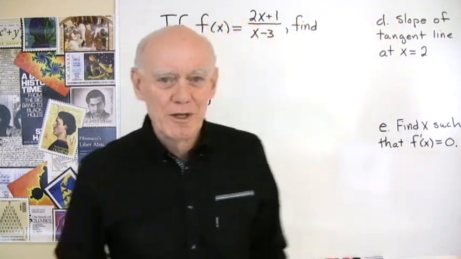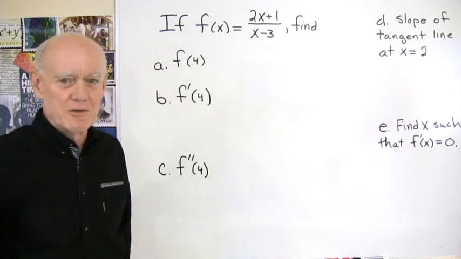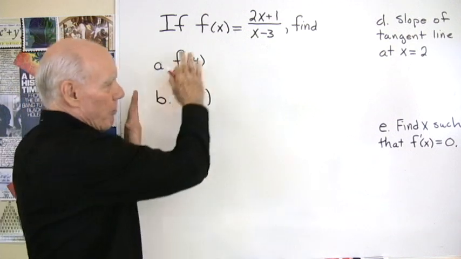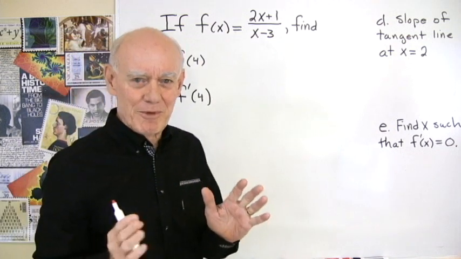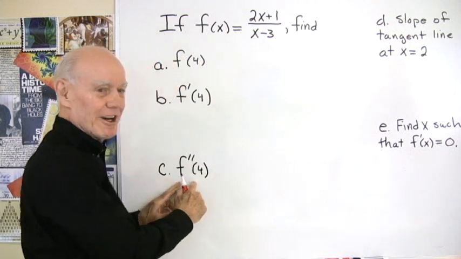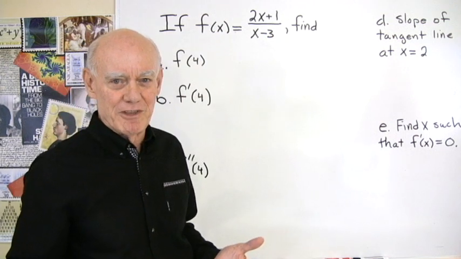Okay, we have this problem here we want to work. We have f of x is equal to this. First thing we want to do is find f of 4. Now I want to point out with this problem, with all these different parts, there's only one part of this problem that's new, and that's right here, finding the second derivative. Everything else in the problem is something you've done before.